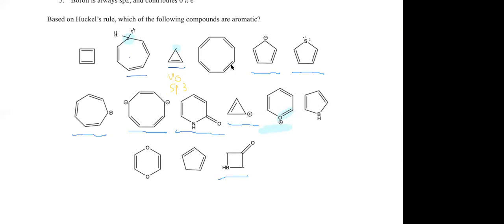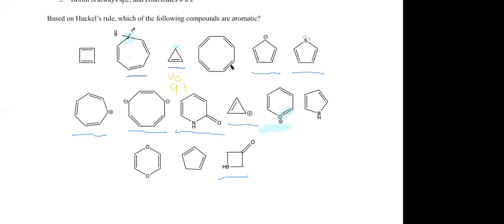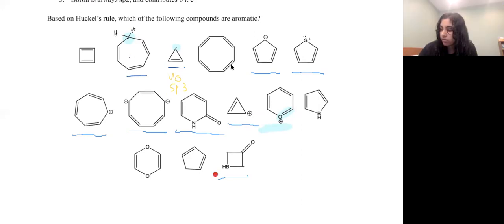I had a question on the last one. If I don't see double bonds inside the ring, does that mean it can still be aromatic because of conjugation, I guess? I'm just stuck on the last one.